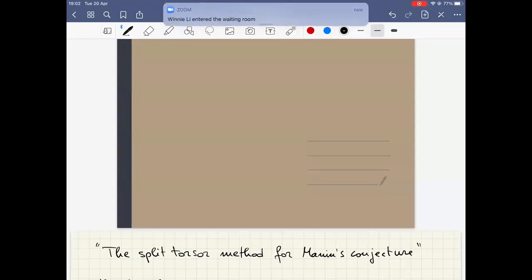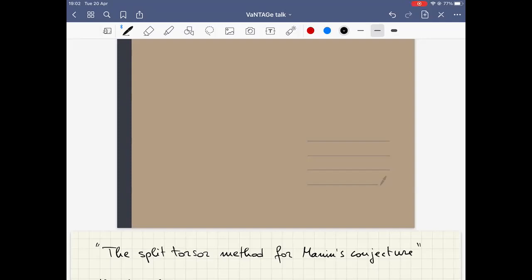Today we are together to talk about Manin's conjectures. Manin's conjectures concern asymptotics for counts of points of bounded height, usually. And what I want to talk about today is Manin's conjecture, the classical one, and one of the approaches to try to solve it in some special cases, which is called the split torsor method.